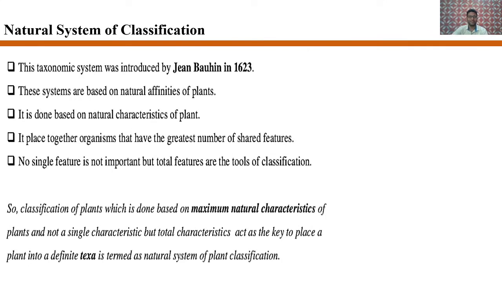Now coming to the second classification, that is the natural system of classification. This system of classification was introduced by Jean Bauhin in 1623. It is based on the natural affinities of plants. It is done based on natural characteristics of plants. This system of classification places together organisms that have a greater number of shared characters.